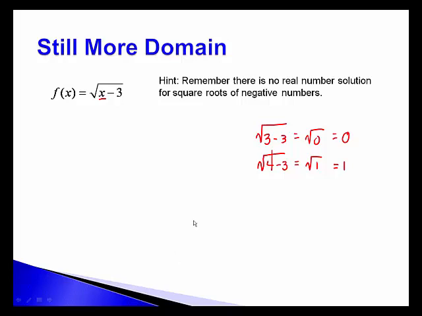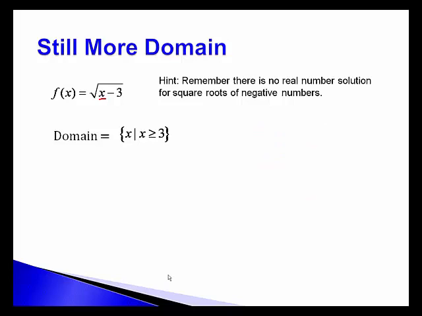Let's continue looking at that. What if I did the square root of 2 minus 3 this time? Well, that would give me the square root of a negative 1, and that's a problem. So as soon as we hit that, we realize that numbers that are equal to 3 or greater than 3 are going to be okay. So how do we write that now in such a way that we can define our domain? We would say that our domain is equal to the set of all numbers such that x is greater than or equal to 3.